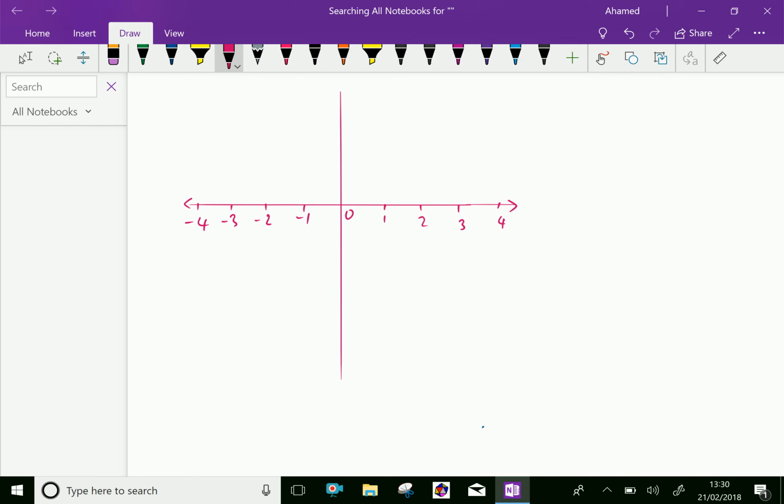Note the x-intercepts, that is 1 and minus 3 are our x-intercepts. So the axis of the parabola is the midpoint of minus 3 and 1, which is minus 1. Draw a line parallel to the y-axis.